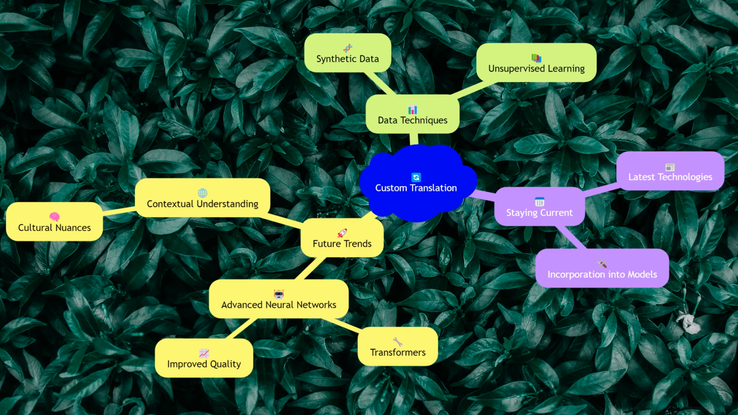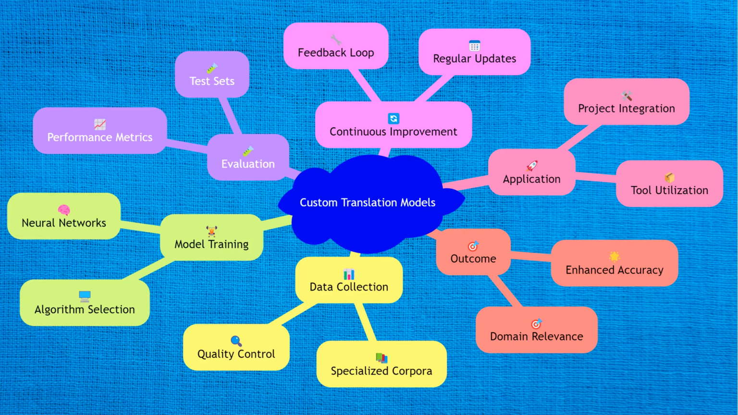Implementing custom translation models is a complex but rewarding process that can significantly enhance the accuracy and relevance of translations in specialized domains. By following a structured approach to data collection, model training, evaluation, and continuous improvement, you can develop high-quality translation models tailored to your specific needs. The next steps involve applying these principles to your own projects, leveraging the tools and techniques discussed in this presentation. With dedication and ongoing effort, you can create custom translation models that provide significant value and meet the unique requirements of your domain.